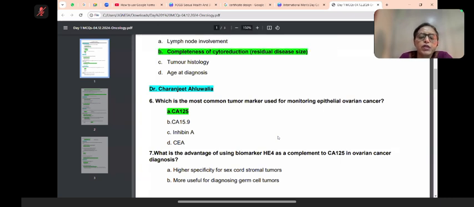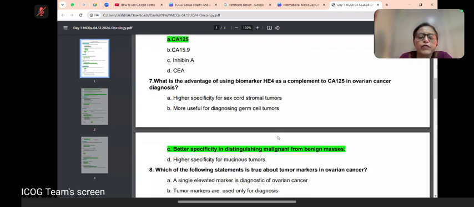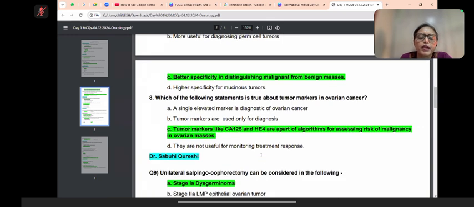What is the advantage of using serum biomarker HE4 as a complement to CA125 in ovarian cancer diagnosis? So it is better specific in distinguishing malignant from benign masses. So HE4, especially in premenopausal young patients, it is better because CA125 can be raised in endometriosis as well as in tuberculosis. So HE4 helps you in differentiating. Which of the following statements is true about tumor markers in ovarian cancer? Tumor markers like CA125 and HE4 are part of algorithms for assessing the risk of malignancy in ovarian masses. That is the correct answer.